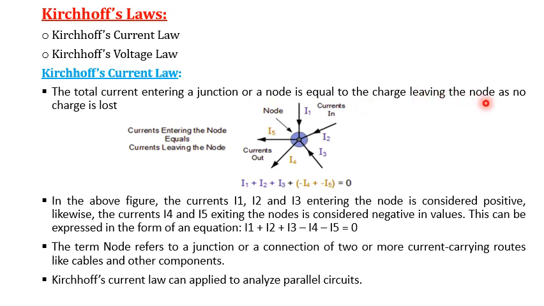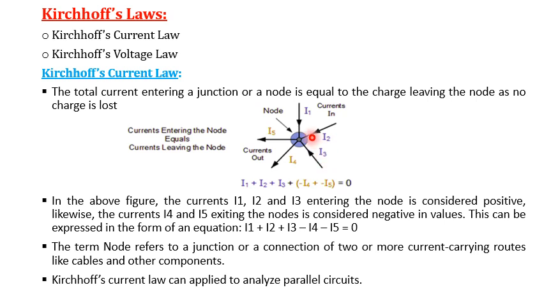charge leaving the node, as no charge is lost. Let us consider a node which has a number of currents either entering or leaving the node. Those currents which are entering the node are considered positive. Likewise, those currents which are leaving the node are considered negative values. In this case, the currents I1, I2, I3 are entering the node.